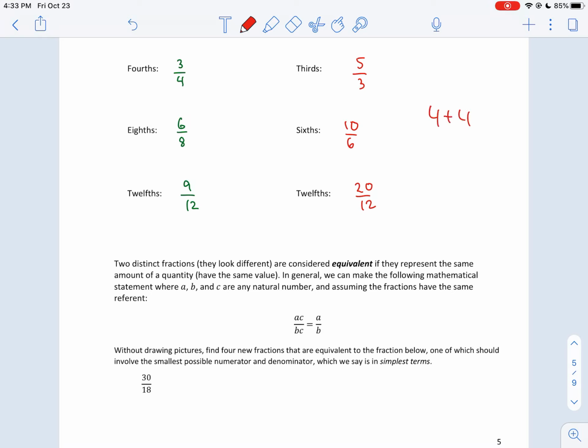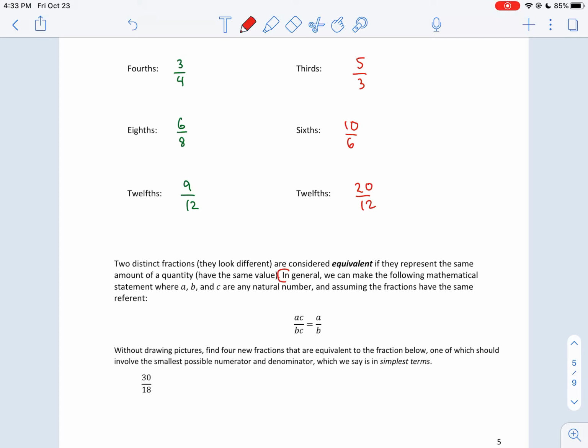It's kind of like saying that 4 plus 4 looks different than 8, but they have the same value, right? You combine, these are the same value, even though they look different. That happens with fractions. 6/8 and 3/4 look different, but they have the same value. They represent the same amount when referring to the same referent whole.